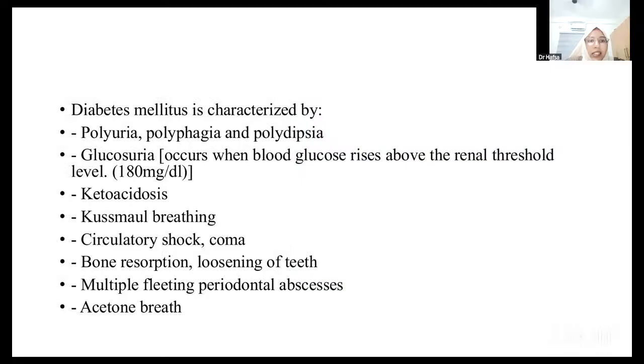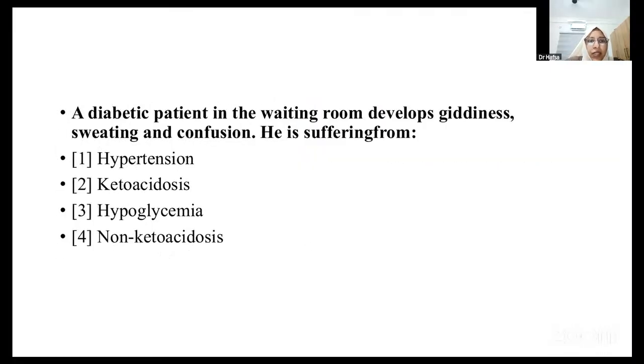Again, I have put repeated questions from diabetes just to make you understand that every aspect of diabetes is important. The diabetic patient in the waiting room develops giddiness, sweating, and confusion. He is suffering from. So, a diabetic patient, he is on medication. What can be the condition which will fit into that?